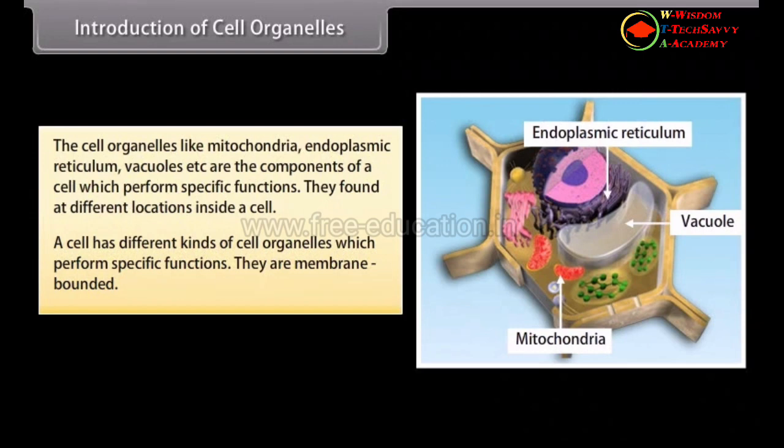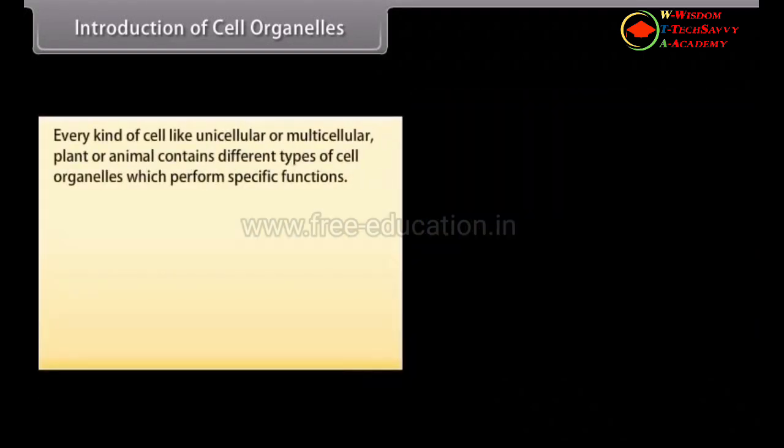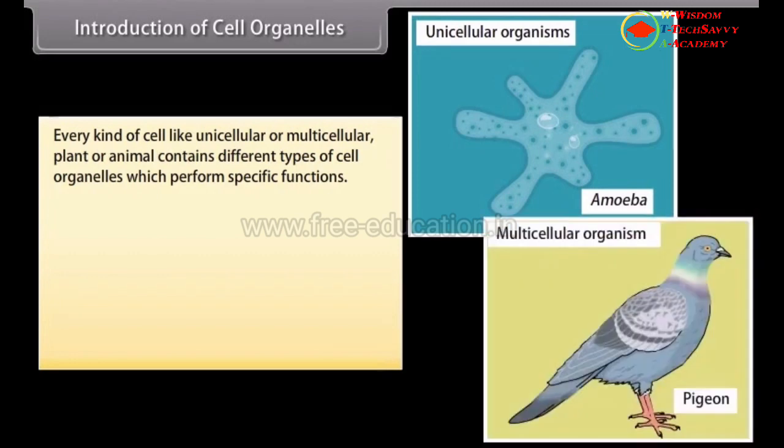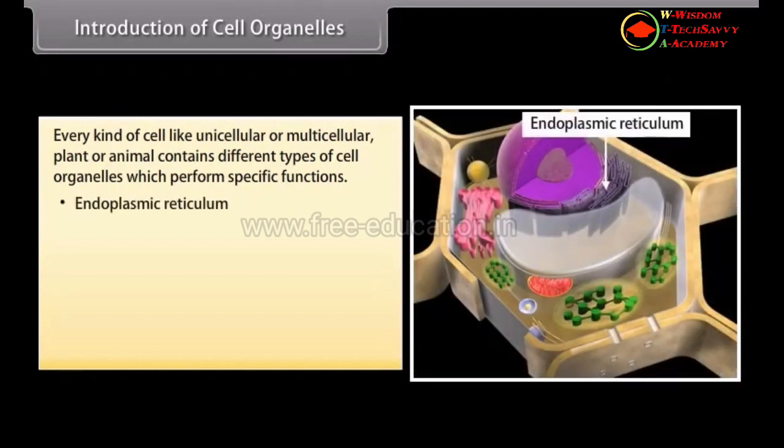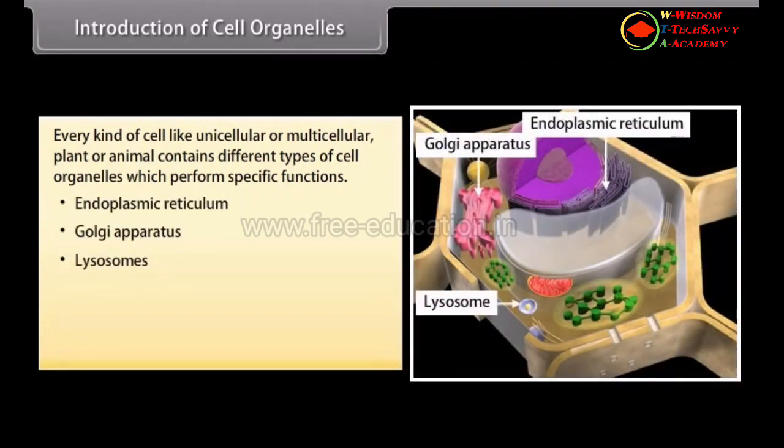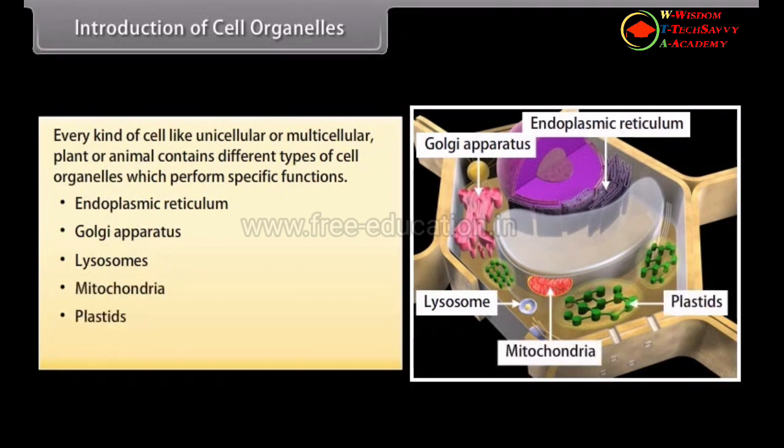They are membrane-bounded. Every kind of cell, unicellular or multicellular, plant or animal, contains different types of cell organelles which perform specific functions. Endoplasmic reticulum, Golgi apparatus, lysosomes, mitochondria, plastids and vacuoles are some examples of these cell organelles. Now let us know their structure and functions in detail.